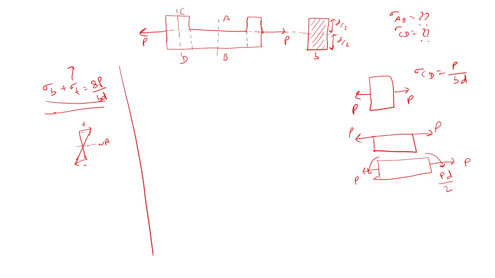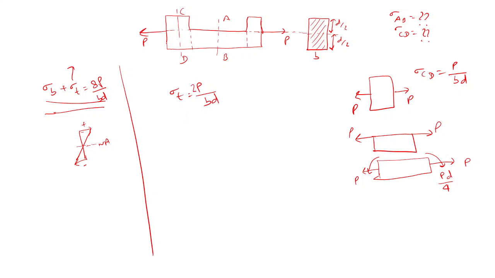Then our moment will be PD by 4, because it acts at D by 2, so the moment is PD by 4. It will be PD by 4 because it is D by 2, so half we have to take. Now the direct stress sigma T would be P by, this is B, and this is D by 2, so 2P by BD.